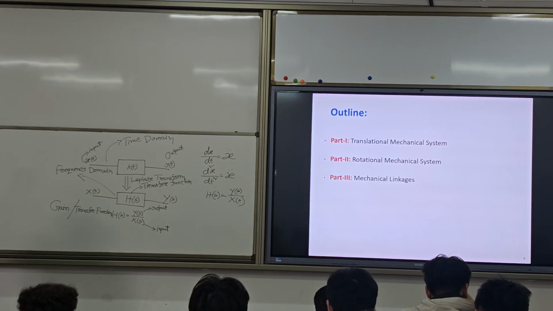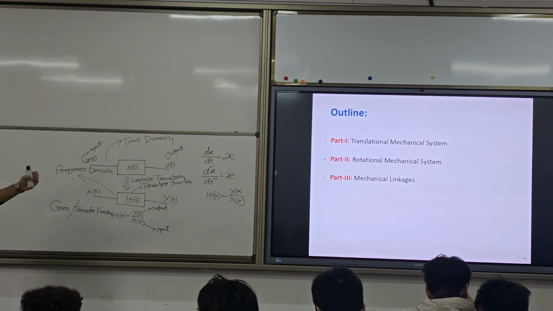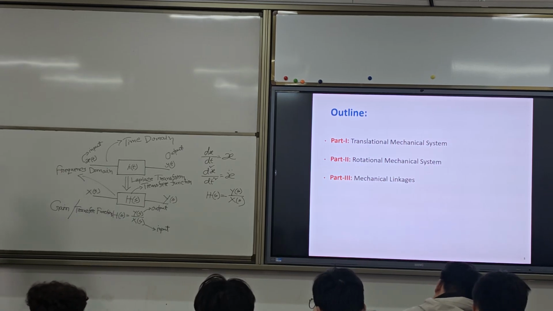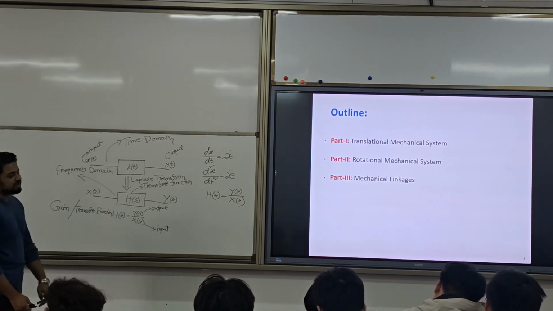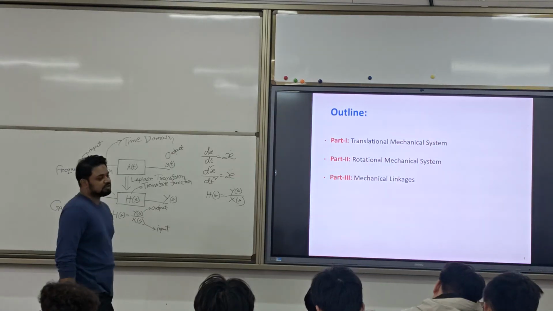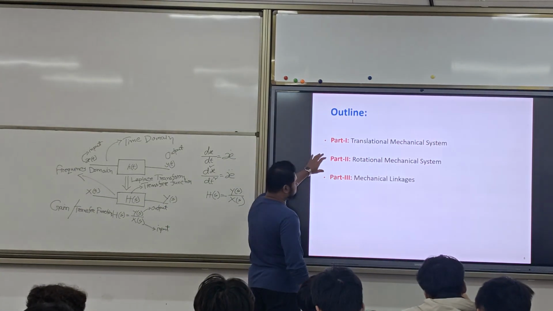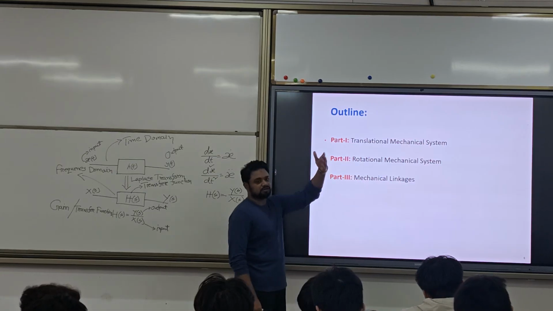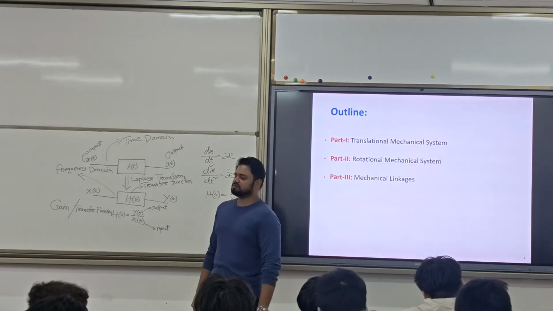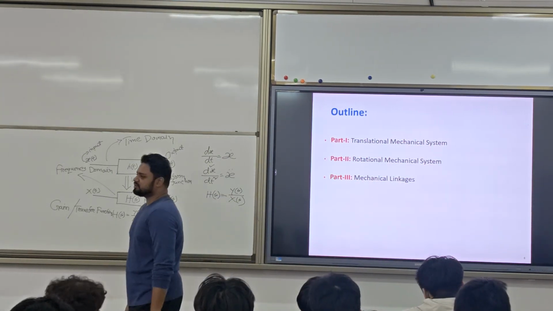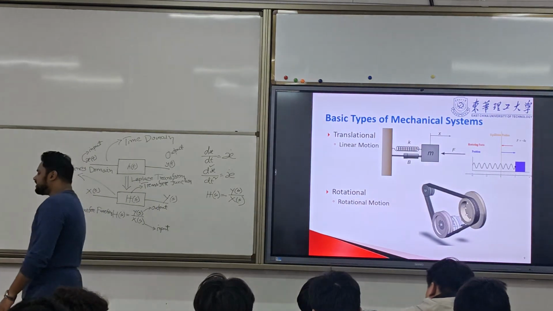To analyze the mechanical system, there are three parts: translational mechanical system, rotational mechanical system, and the mechanical linkage. Translational and rotational, we will cover these two today. The mechanical linkage we will cover in the next class. So translational system and rotational system, what are these?